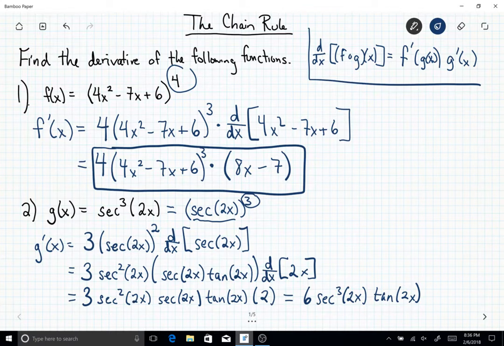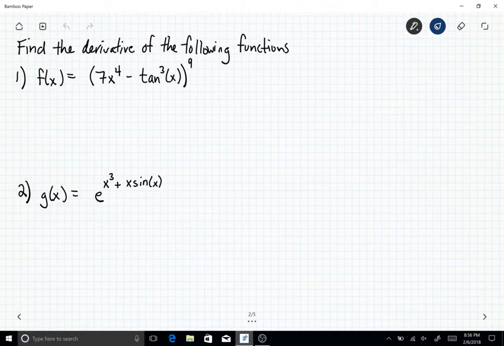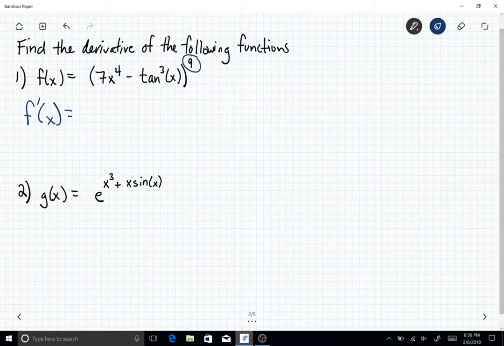So we'll try a few more and we'll see some more complicated examples, and some maybe they're easier to you. I wanted to show a wide variety of examples in terms of what's going on here. So in terms of finding the derivative, if you look at this one, what's our outermost function that we're dealing with? Well, it's the 9. Once again, it's power rule. Okay, so hopefully we'll see one later on where we don't have to do the power rule first. But so you get 7x to the 4th minus tan cubed x.